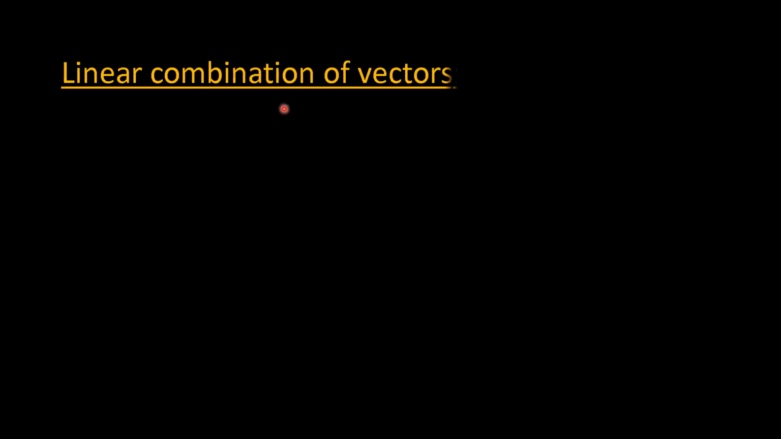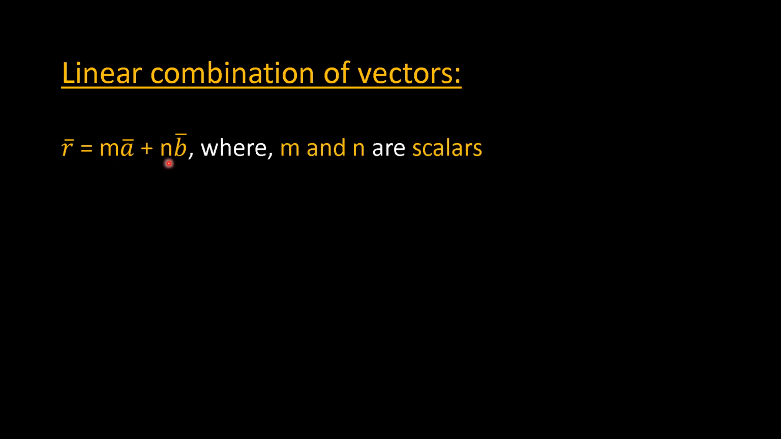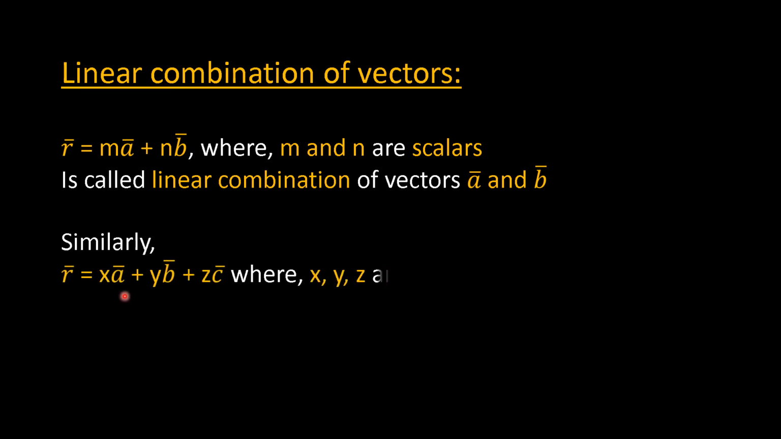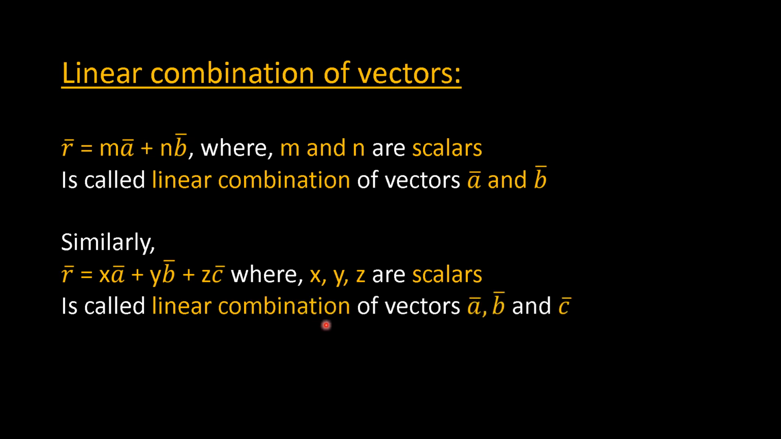Linear combination of vectors: r bar equals m a bar plus n b bar, where m and n are scalars, is called a linear combination of vectors a bar and b bar. Similarly, r bar equals x a bar plus y b bar plus z c bar, where x, y, z are scalars, is called a linear combination of vectors a bar, b bar and c bar.